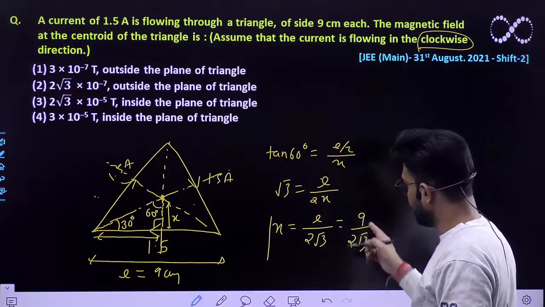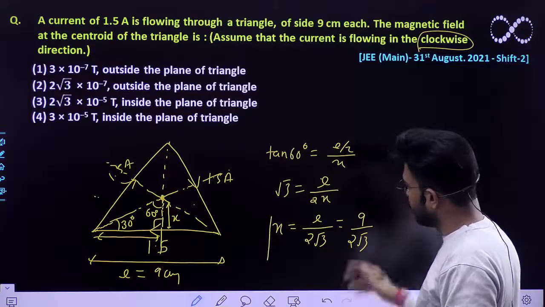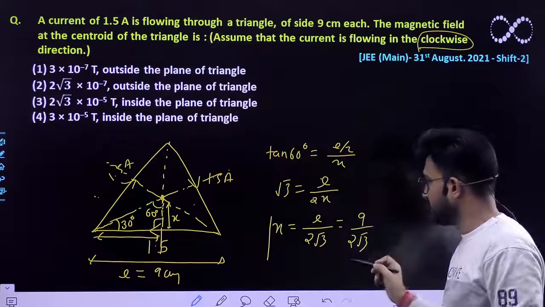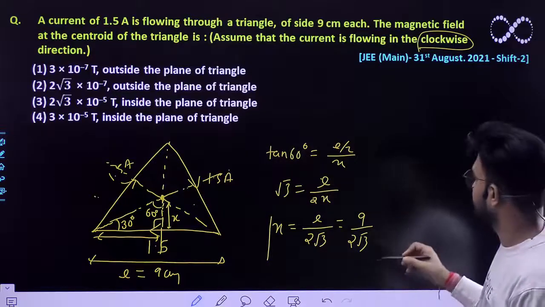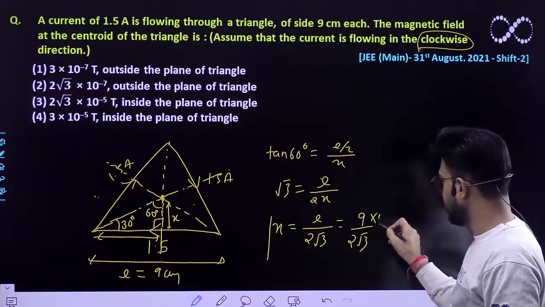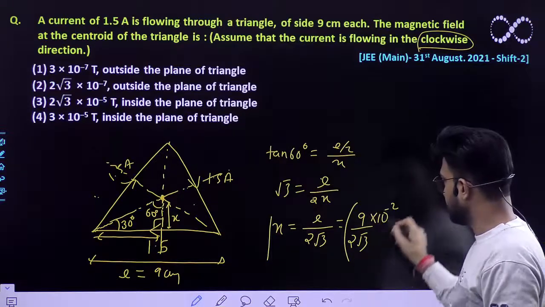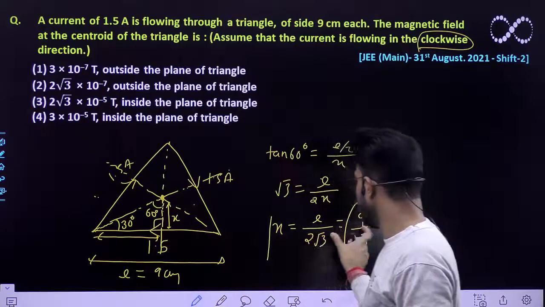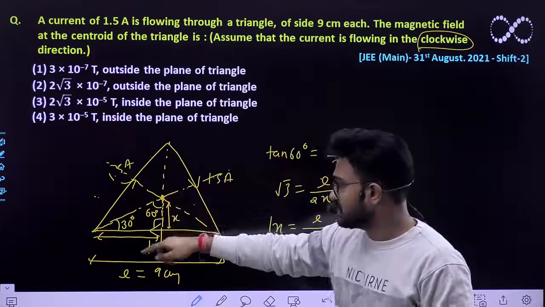So x comes out to be in centimeter. Obviously it can easily be converted into meter also. The answer that you are getting is in centimeter, so it can easily be converted into meter, and you will get this answer in meter. So this x distance is the perpendicular distance from this length.